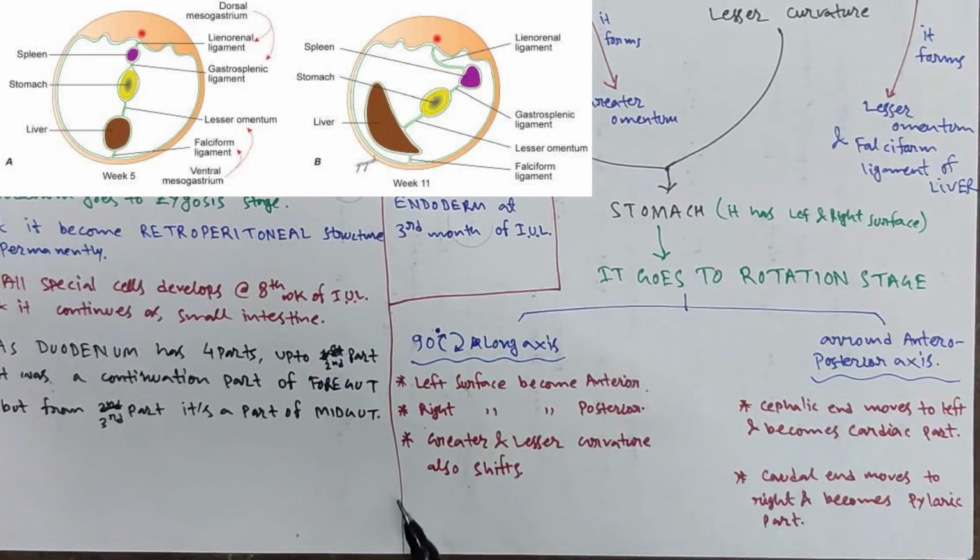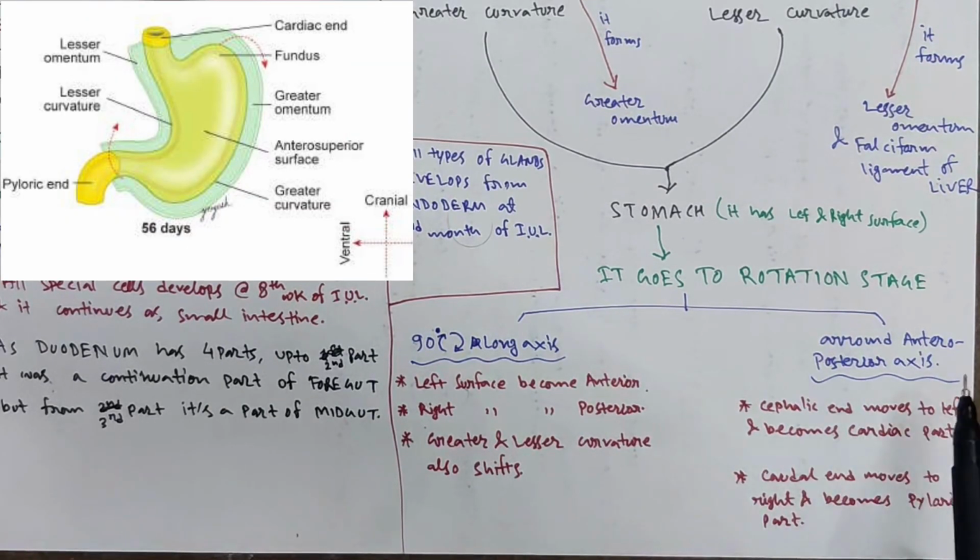Now the greater and lesser curvature also shift due to the 90-degree rotation. Now around the anterior-posterior axis, what happens? The cephalic end, the part of the stomach, is present towards the head.